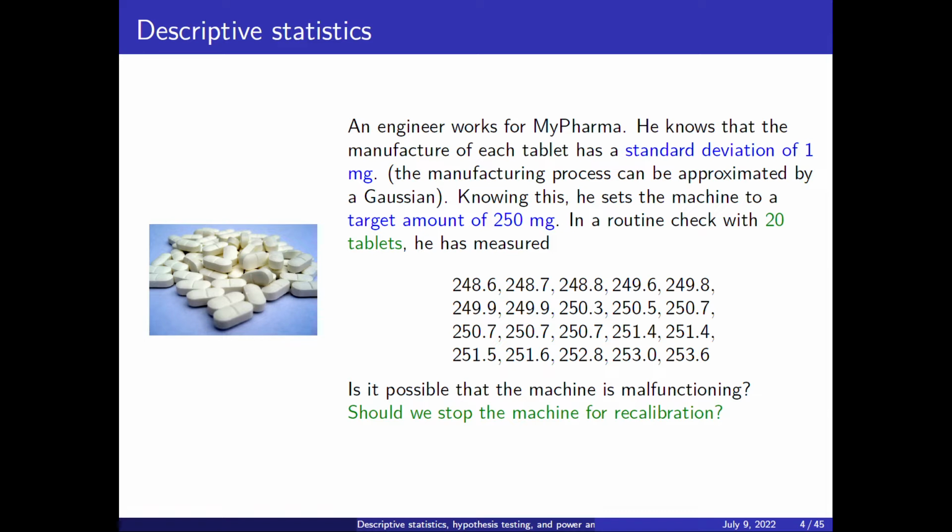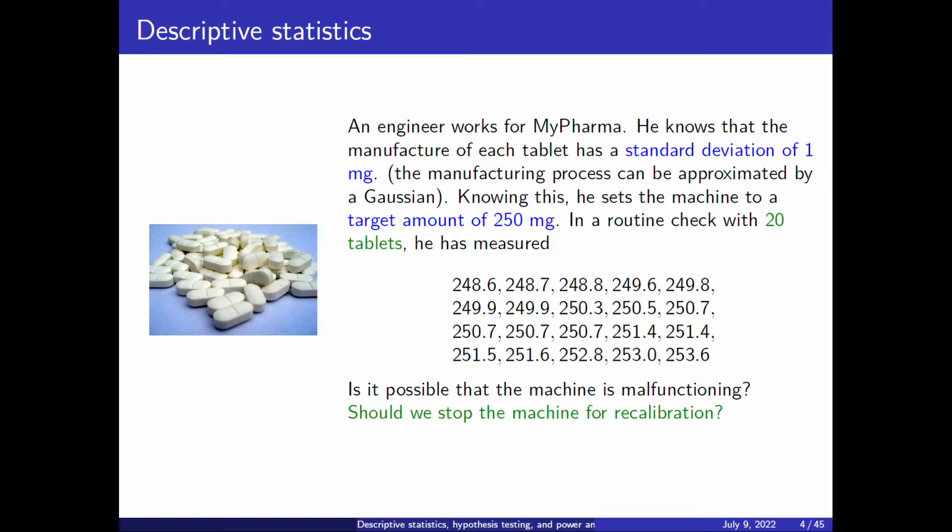Okay, so let's say that you are an engineer, that you work for a pharmaceutical company, and you are in charge of the manufacturing machine that has to put 250 milligrams of a given compound in all tablets. And the manufacturing process is not perfect, and you have small deviations. In particular, we have to make it technical, so it is a standard deviation of 1 milligram, and we will assume that this manufacturing process is Gaussian. So you are in charge of this machine, and if it is badly calibrated, you have to stop it, recalibrate it, and put it into operation again.